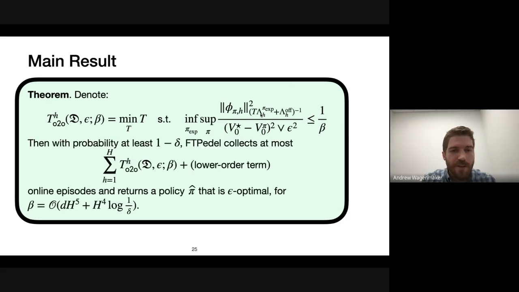Given this complexity, what we can show is that our algorithm collects at most essentially this T_0 summed over the horizon H online episodes and returns some policy pi hat that is epsilon optimal for some value of beta. Beta is sort of our confidence interval width. Again, this trades off explicitly between the coverage of the offline data, the coverage of the online data, how suboptimal the policy is, and how much coverage we want on a given policy. Our algorithm is able to explore with this minimal amount of coverage.